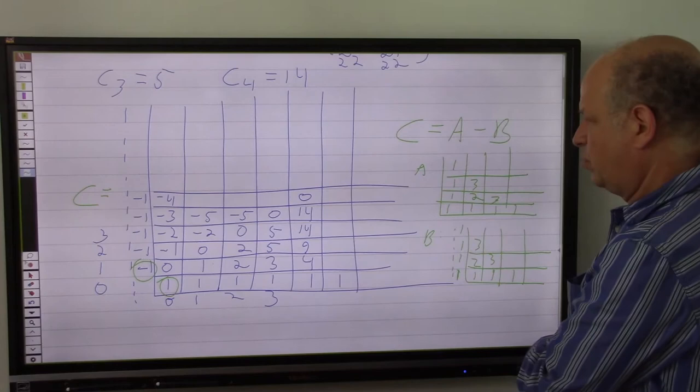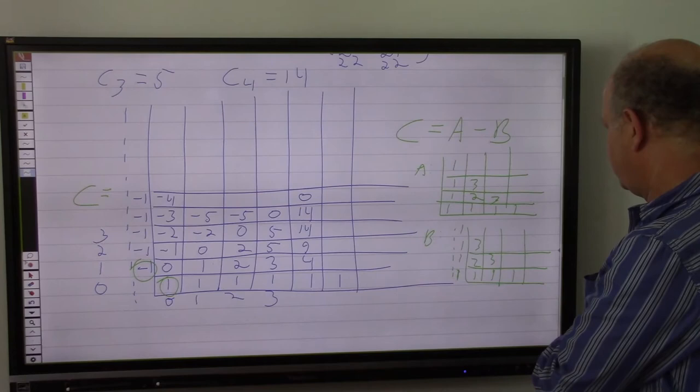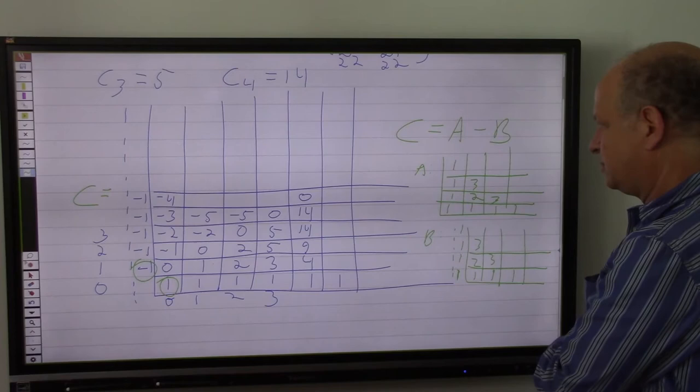Wait, am I blundering? There's a row of zeros below it, right? Because there's a row of zeros below B. There is a what? You also want a row of zeros.